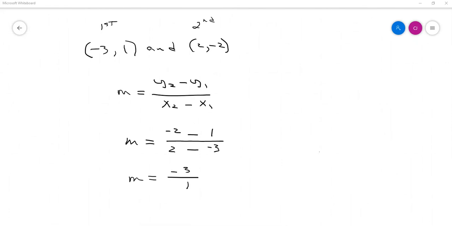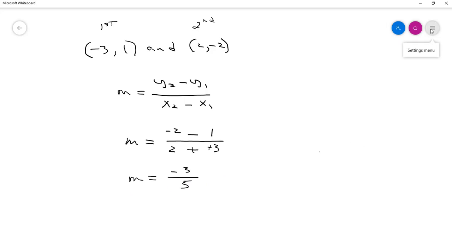Whoops, I see I made a mistake. I've got to go back and erase this. Let me just do that again, I need to brush up on my negative numbers. 2 plus 3 is 5. There we go. So -3/5. Okay, we got it this time.